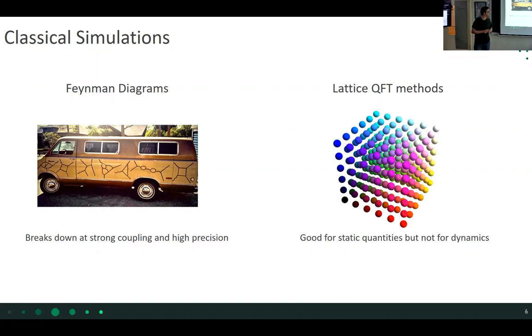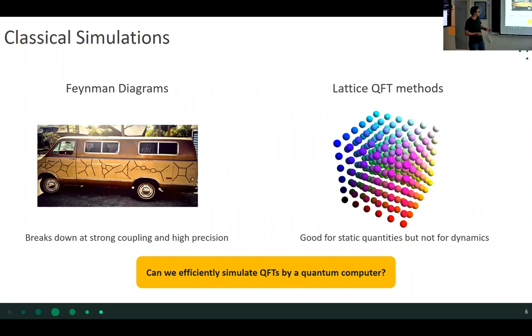Some of the quantities are calculated with high precision using this method, but they are not useful for studying the dynamics of the theory or the system that we have. So the question is, can we efficiently simulate quantum field theories using quantum computers? If the answer turns out to be yes, it would be great. And if it's no, it would also be great, because we could think of other types of computers, maybe quantum field computers, to encompass anything that happens in nature.